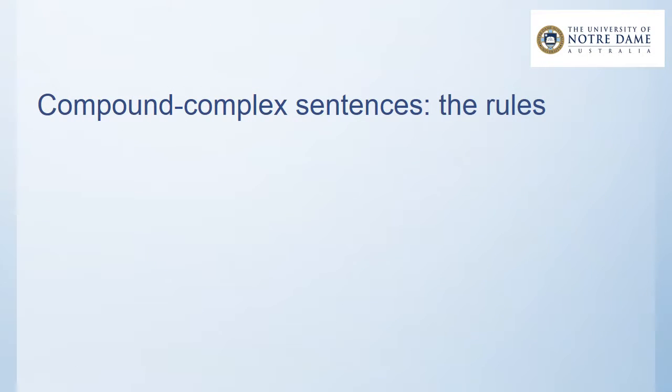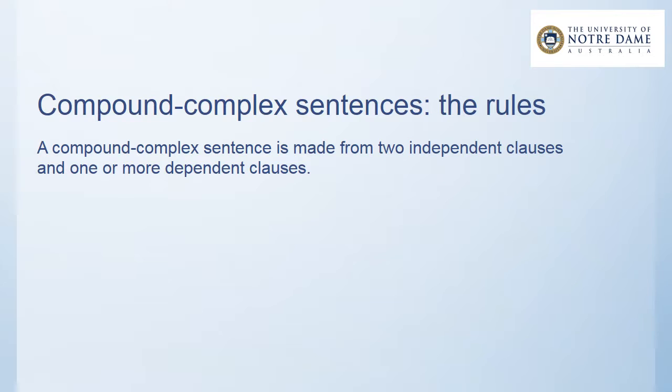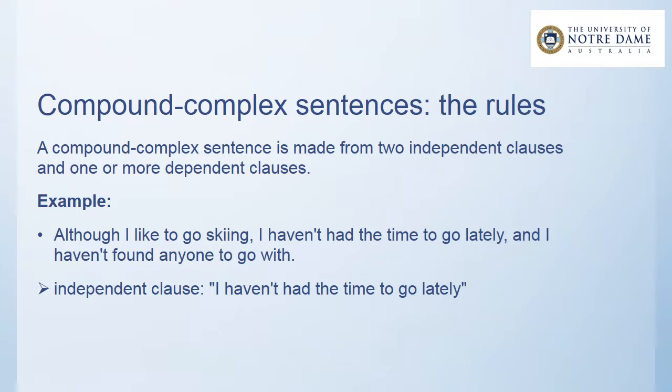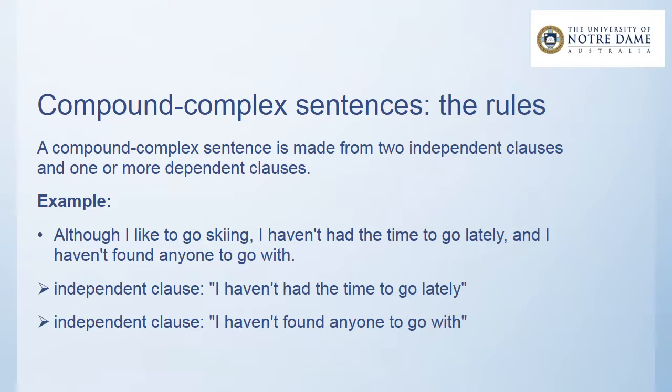Lastly, let's talk about compound complex sentences. A compound complex sentence is made from two independent clauses and one or more dependent clauses. For example, although I like to go skiing, I haven't had the time to go lately, and I haven't found anyone to go with. In this case, we have the independent clause, I haven't had the time to go lately. I haven't found anyone to go with. This is another independent clause.